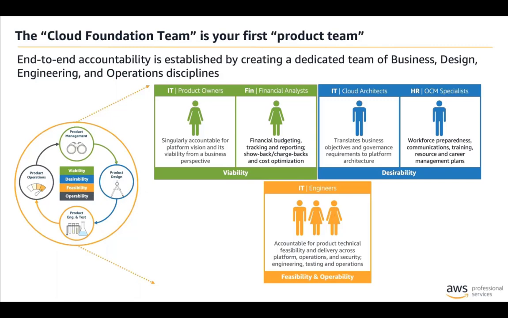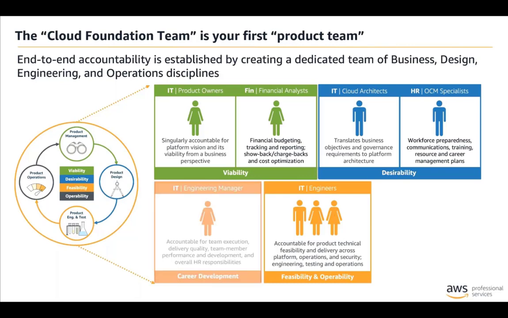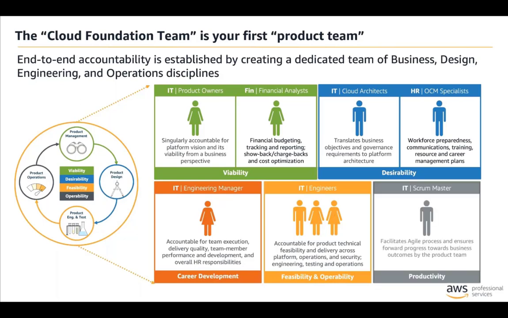Lastly, there are 2 additional roles on the Cloud Foundation team. These may be separate individuals, or they may be additional hats being worn by others on the team. An engineering manager that is accountable for team execution, technical delivery quality, team member performance and development, and overall HR responsibilities. And for teams practicing the Scrum form of Agile, a Scrum Master that facilitates Agile processes and ensures forward progress towards business outcomes by the team.